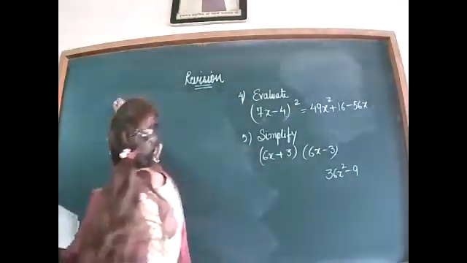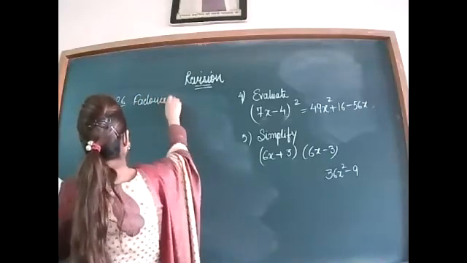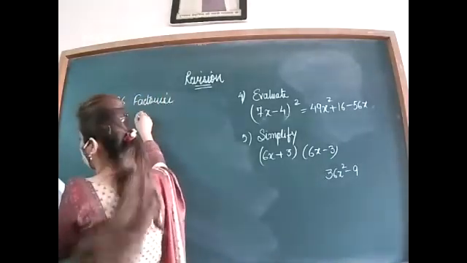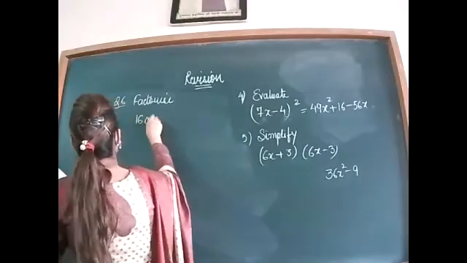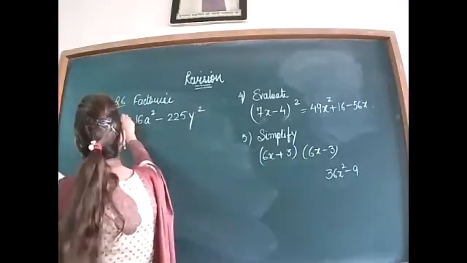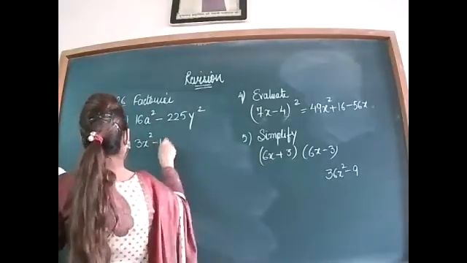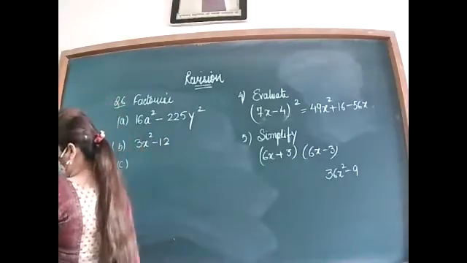Factorize 16a square minus 225y square. Solve this, hurry up.